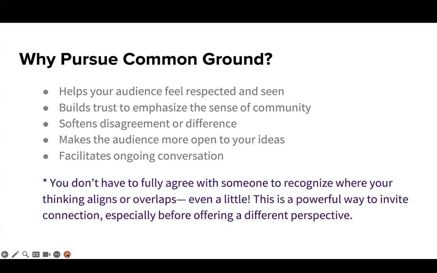So this synopsis is real and why it's important to pursue common ground. Well, you don't have to fully agree with someone to recognize where your thinking aligns, even a little. This is a powerful way to fight, especially before offering a different perspective, end quote.